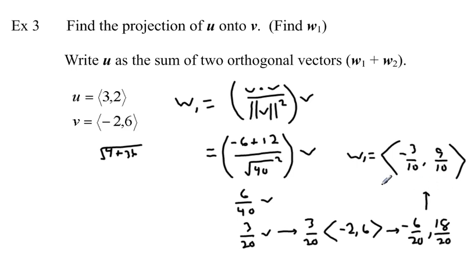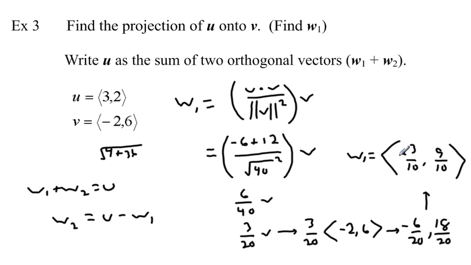Okay, now we also need W2, because we need to write this as the sum of two orthogonal vectors. So to find W2, here's really what we have. We have W1 plus W2 equals u. Now we know u, we know W1, so to find that other missing vector, I can say W2 equals u, what we're given, minus W1.